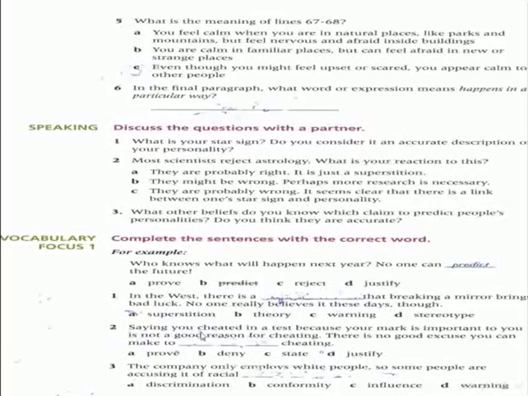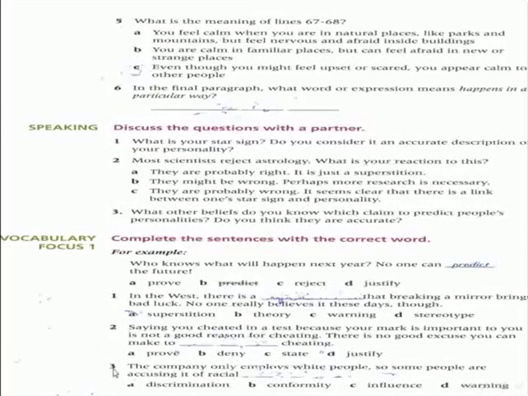Number 2. Saying you cheated in a test because your mark is important to you is not a good reason for cheating. There is no good excuse you can make to what? To prove cheating, or to deny cheating, or to state cheating, or to justify cheating. We choose D: justify cheating. It means gives you the reason for cheating.